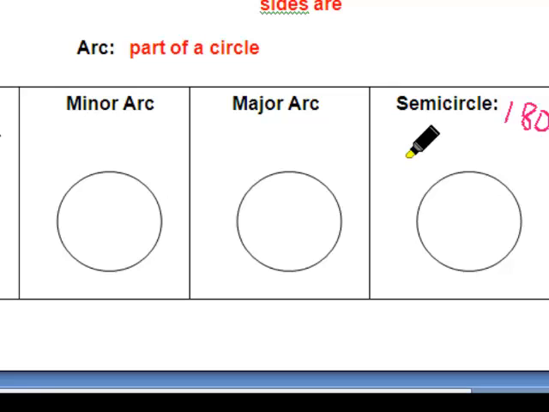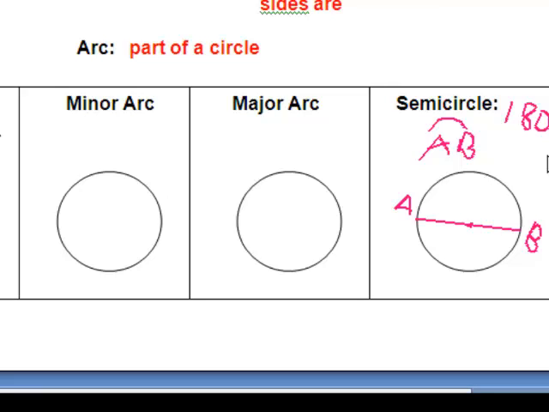Okay, and so a semicircle, semi we know is like half. Call this A. First of all, I need to know that it's only exactly half a circle if that's passing through the center, which means that this has to be a diameter. Okay, so if AB is a diameter, then this is half my circle, and I would say that arc AB is a semicircle. And this is the way you write it. You put a little arc symbol up above it, like an upside down smiley face.